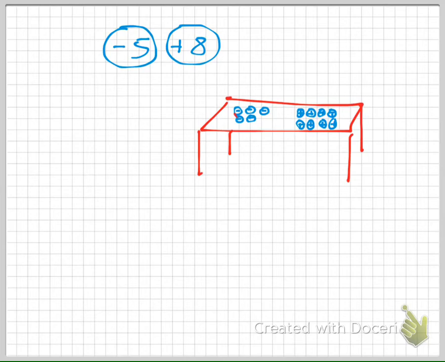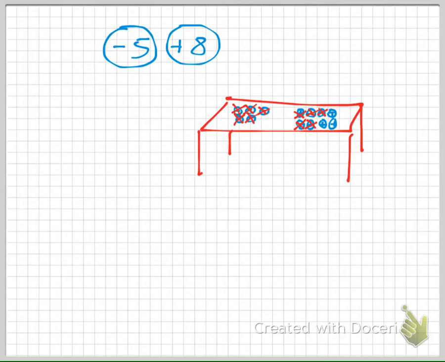I'm going to get rid of this guy and get rid of this guy. They're gone. I take them off the table. I get rid of this guy and get rid of this guy, take him off the table. Get rid of it, get rid of it. What's left on the table? 3 positive poker chips. What's my answer? Positive 3. Does that make sense?